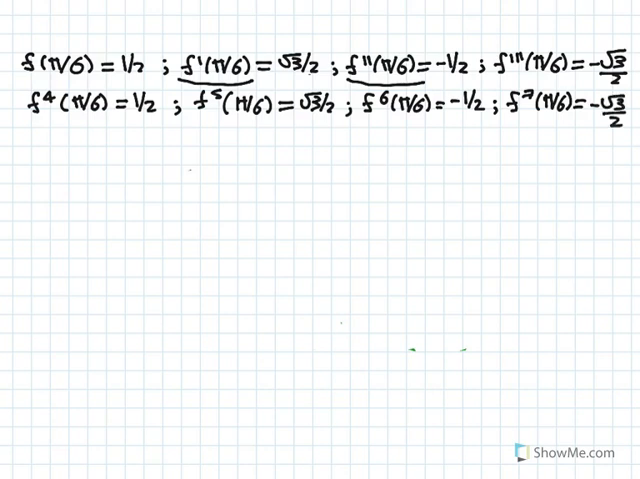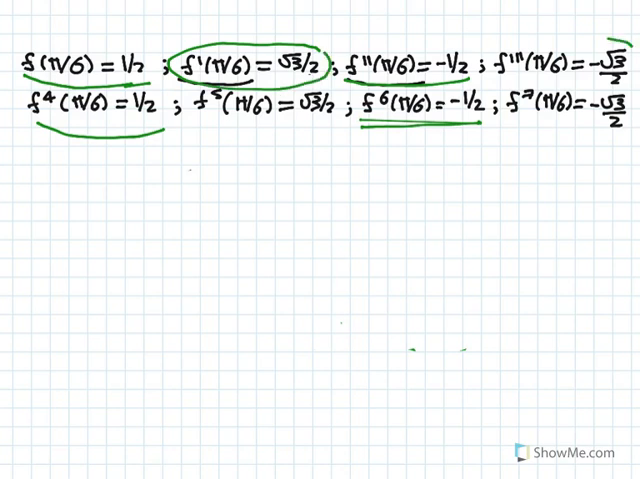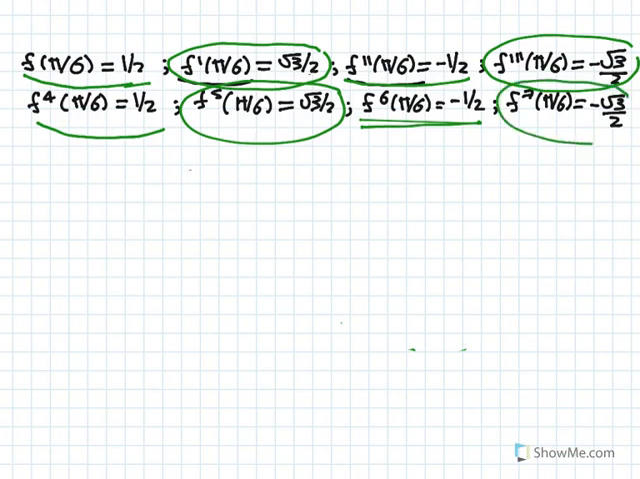Now, I know I'm doing this again, but this is just to emphasize the fact that the even derivatives, f of pi over 6, f double prime of pi over 6, f4 of pi over 6, f6 of pi over 6, alternate between 1/2 and negative 1/2. And the odd derivatives, f prime of pi over 6, f triple prime of pi over 6, f5 of pi over 6, and f7 of pi over 6, alternate between root 3 over 2 and minus root 3 over 2.